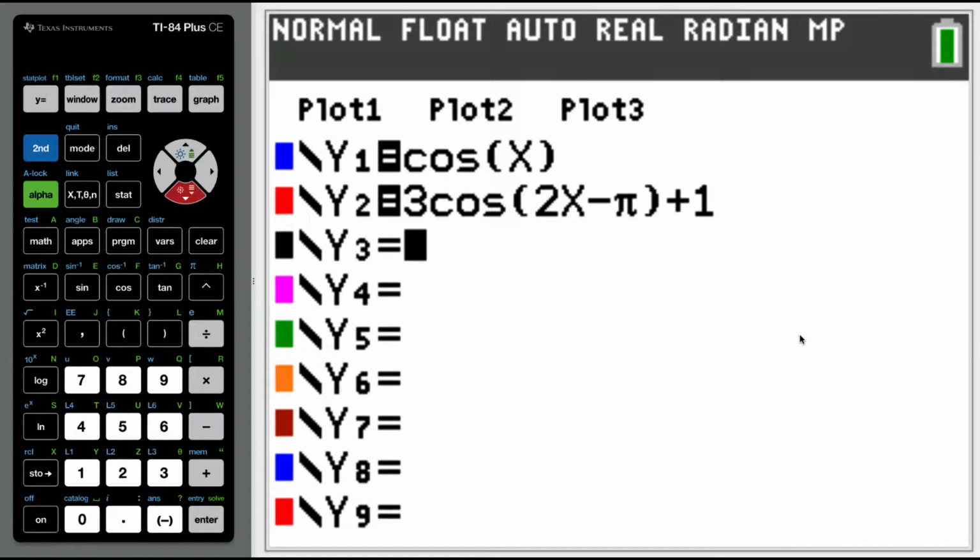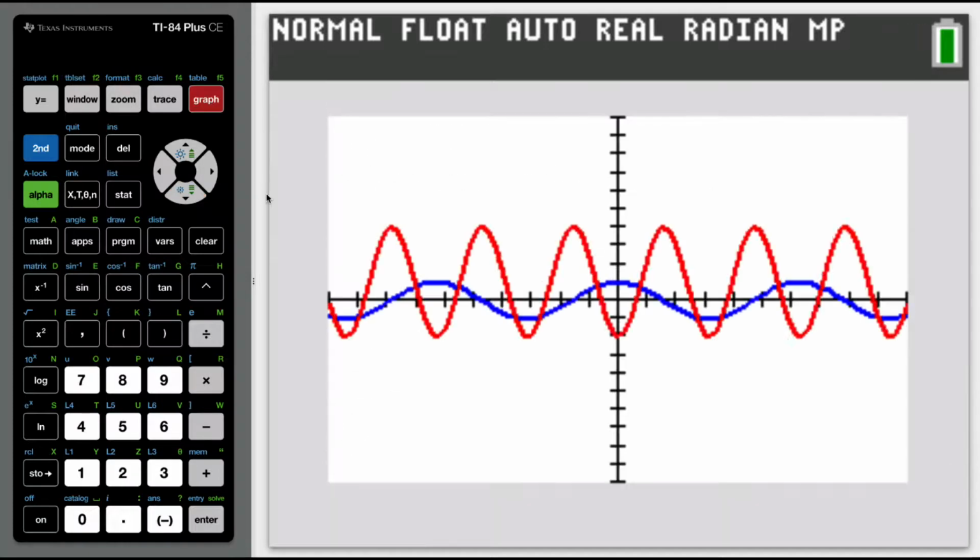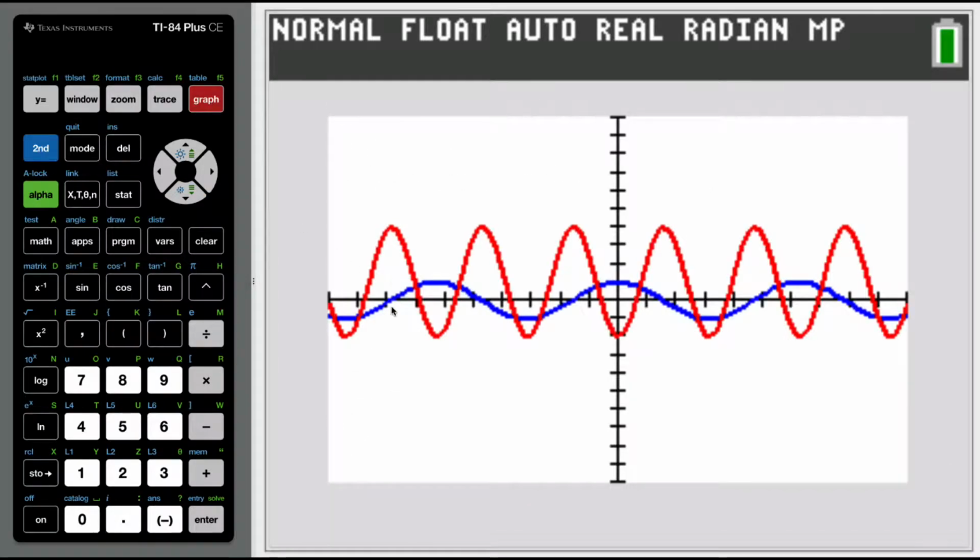In my calculator, I have in my y1 just a regular cosine of x graph, and then in my y2, I typed in that function that we were dealing with, so that 3 cosine of 2x minus pi plus 1. Before we graph this out, you do need to make sure that you are in radian mode. Graphing trig things needs to happen in radian mode. So when I hit graph, I get these two pictures. That blue line is my original cosine curve. The red line is my new function that we were dealing with.